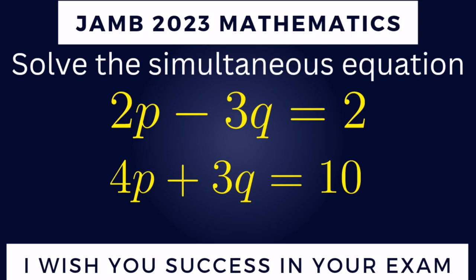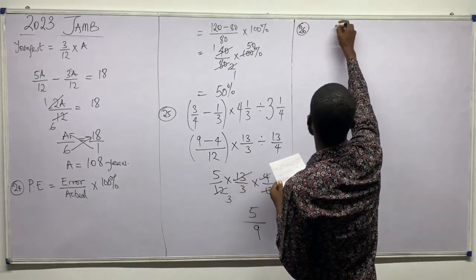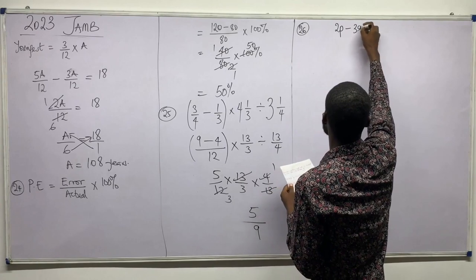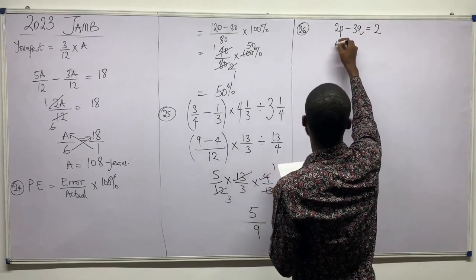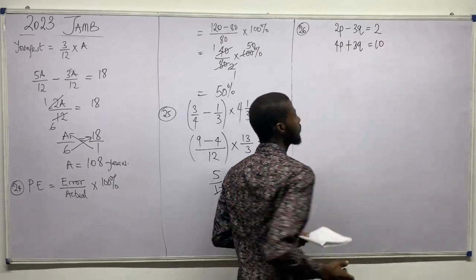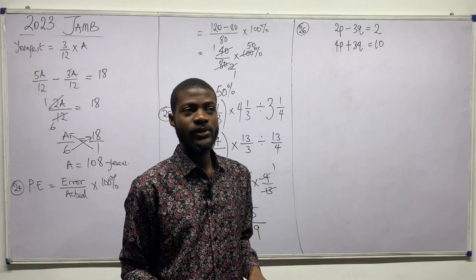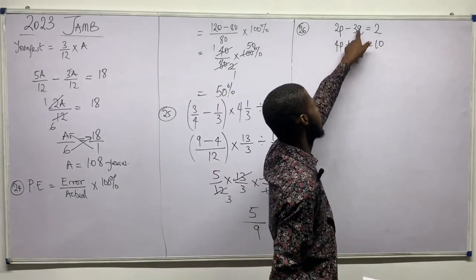Question 26. Let us see what that would be. You are asked to solve the simultaneous equations. The equations are 2p minus 3q equals 2 and 4p plus 3q equals 10. Remember, I'm going to still use the elimination method here, because this is 3q and this is 3q.